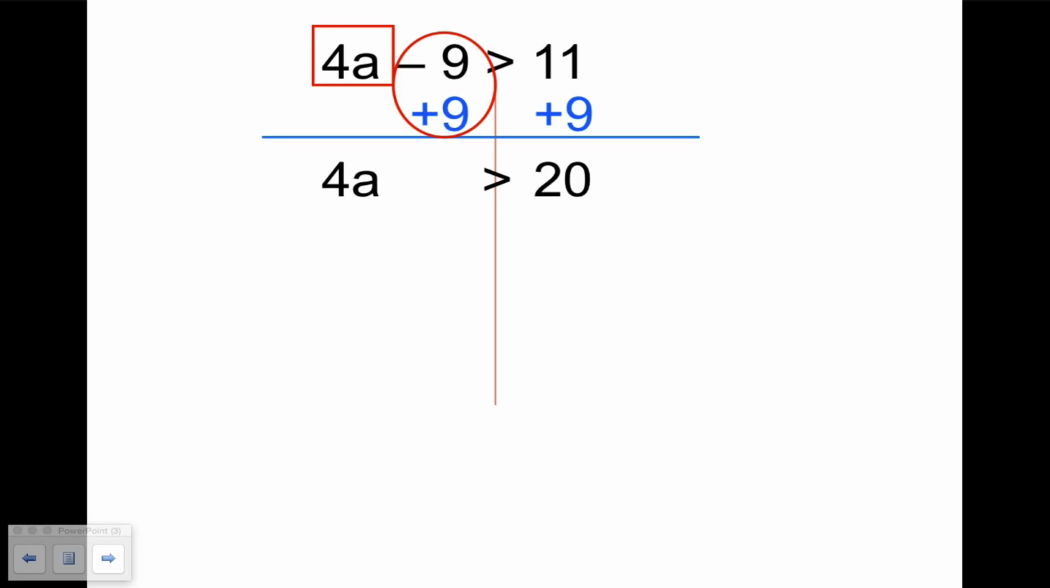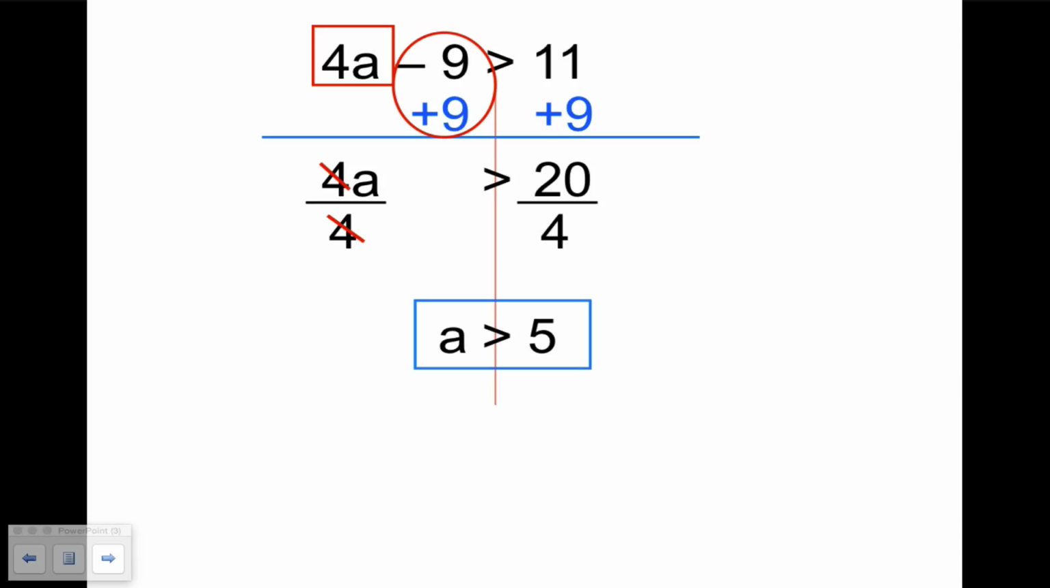Step 2, multiply or divide. Since this is a multiplication problem, we'll divide both sides by 4. Now, 4a divided by 4, since 4 divided by 4 equals 1, we now have 1a, or just a. The sense of the inequality stays the same since we divided by a positive, and 20 divided by 4 equals 5. Therefore, a is any number greater than 5, but not equal to 5.